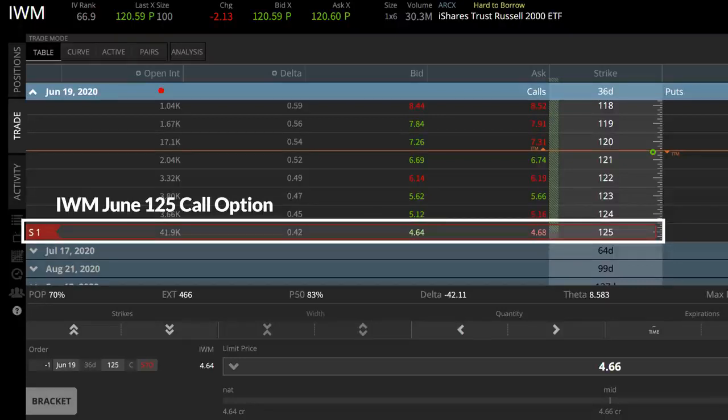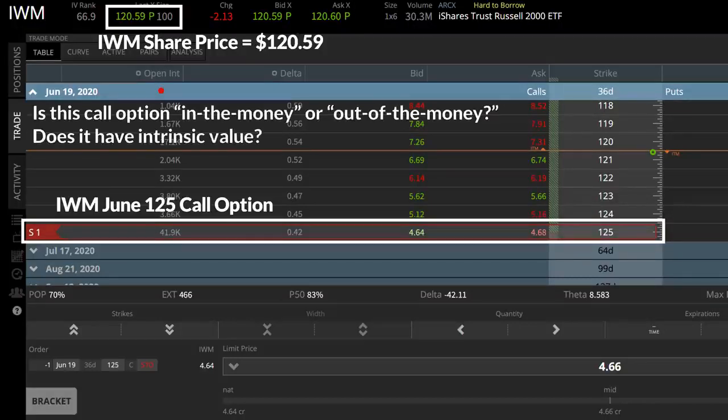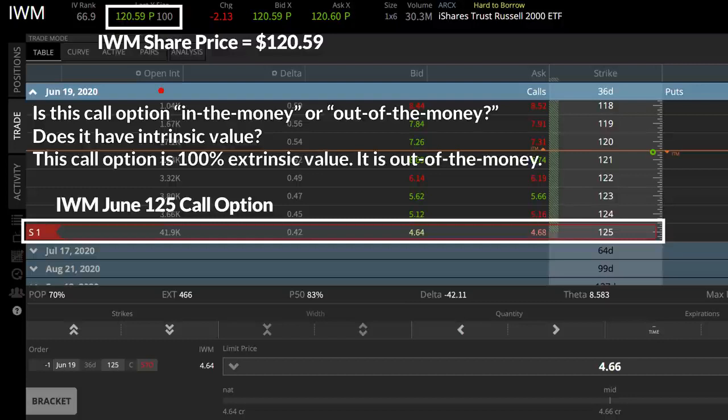As we can see, the current share price of IWM is $120.59. So first of all, what does that mean about the call option's price? Does it have intrinsic value or is it only extrinsic value? Well, since the strike price is $125 and IWM's stock price is at $120.59, this call option's price is 100% extrinsic value or time value.